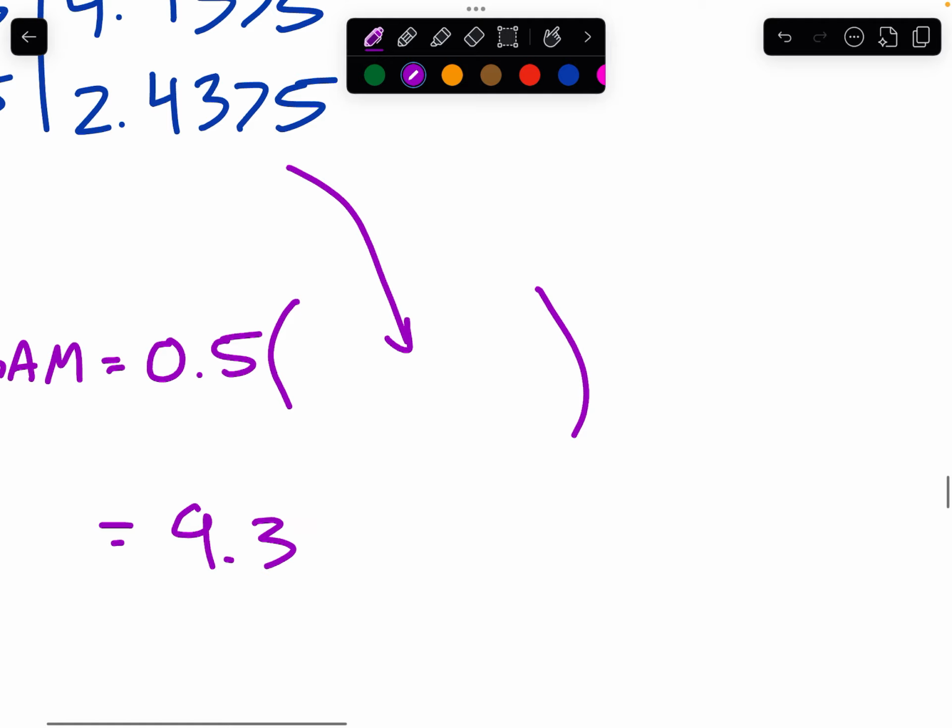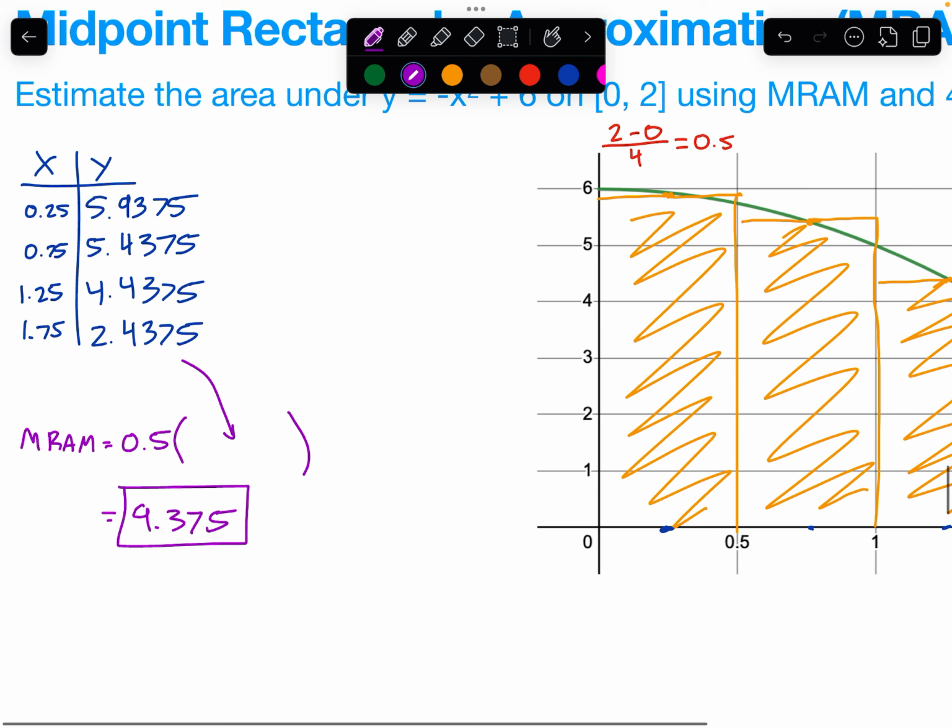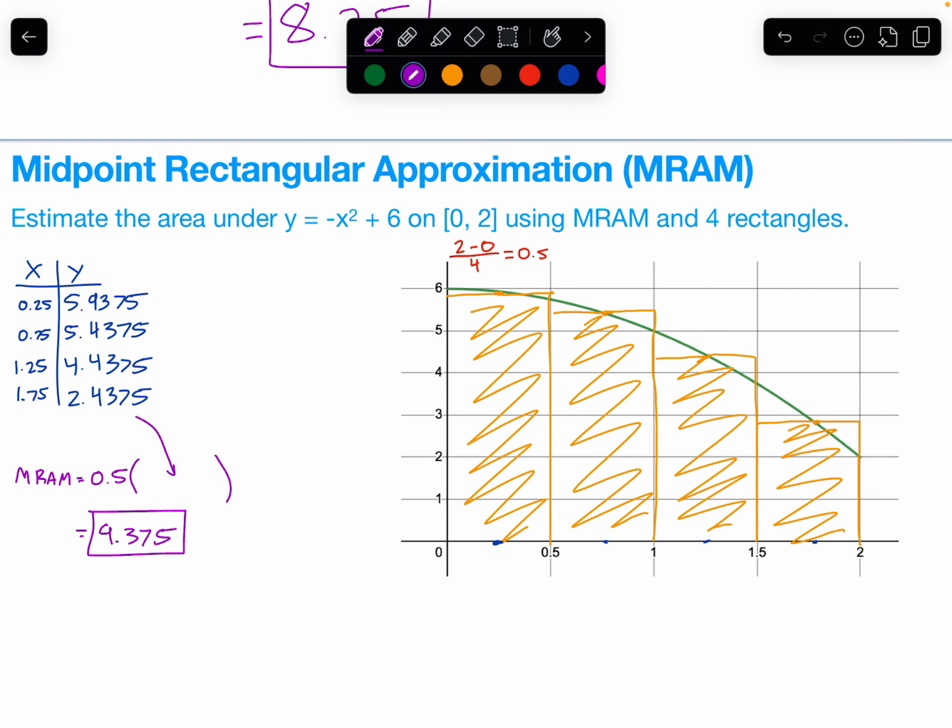and get this answer here, which is between the left approximation and the right approximation, in this case, 9.375. Again, not exact. Looks like it could potentially be. Not always the case. Would be the case for linear functions, but not here.